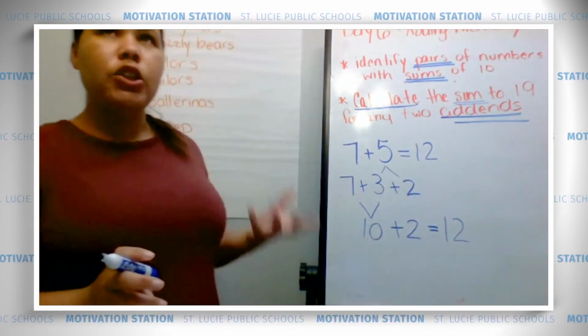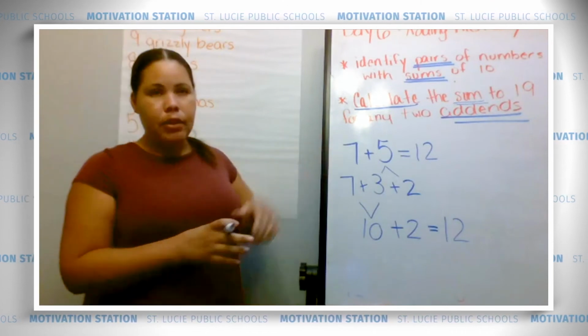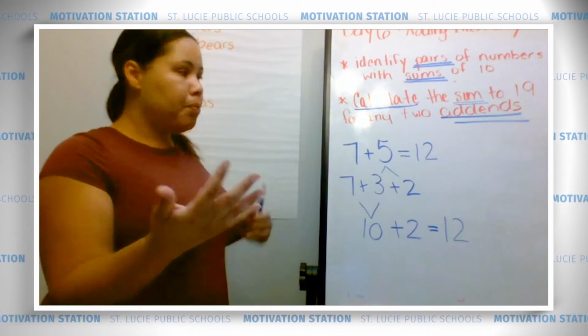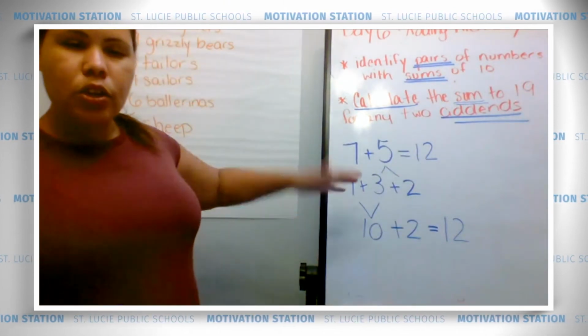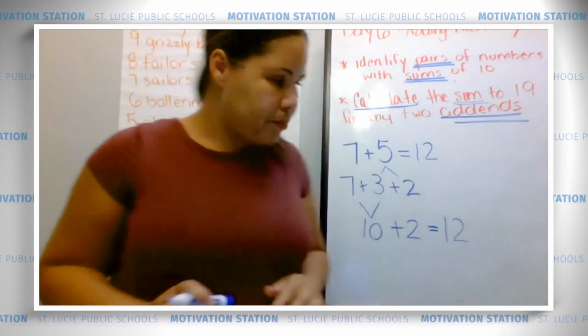Now, we can go back and check by our older strategies of counting on, starting at 7, 8, 9, 10, 11, 12, and we got our same answer. Making a 10 just kind of helps to make the numbers easier as we add on mentally.